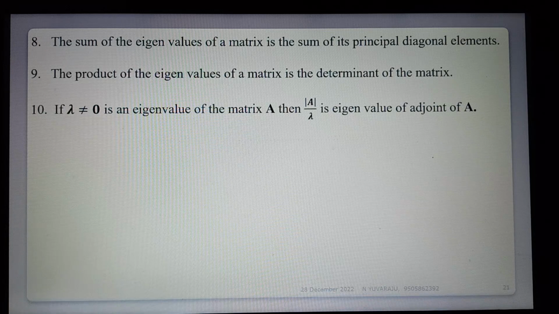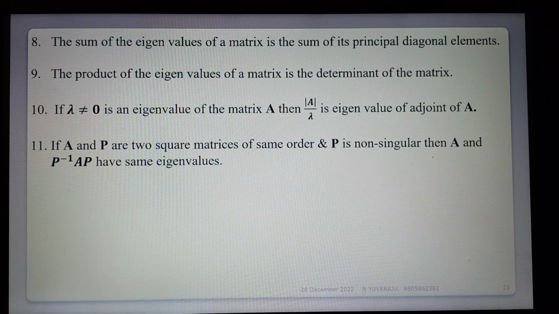So next, if lambda not equal to 0 is an eigenvalue of the matrix A, then det A by lambda is an eigenvalue of adjoint of A. The lambda is an eigenvalue of A, then for adjoint of A the eigenvalue is det A by lambda.